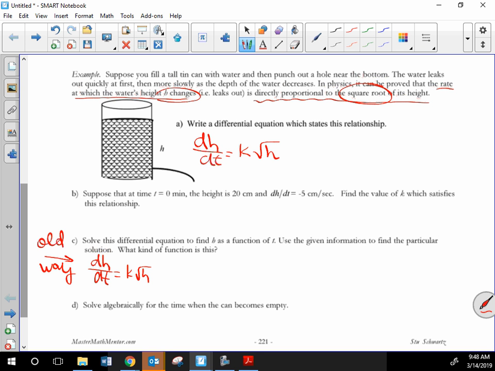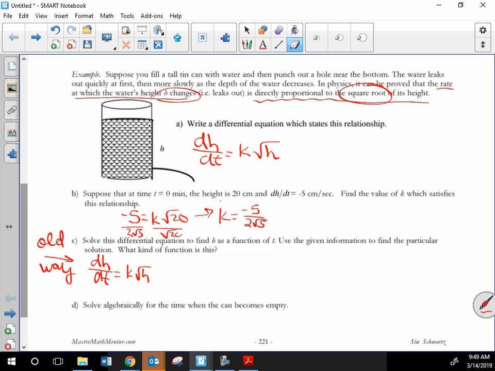So in B, let's just do it real quick. It says suppose that at time t, the height is 20 centimeters and dh/dt is -5. We don't know k. The height is 20 centimeters. Find the value of k, so we would solve. We divide by the square root of 20. What does the square root of 20 equal? Two root five. Oh, I guess nothing simplifies. So we'd have that k equals -5 over 2√5.